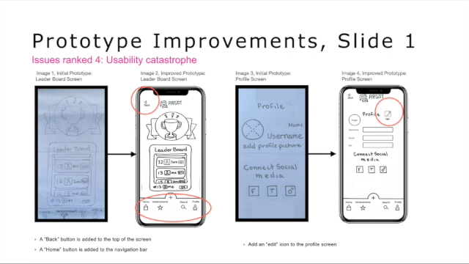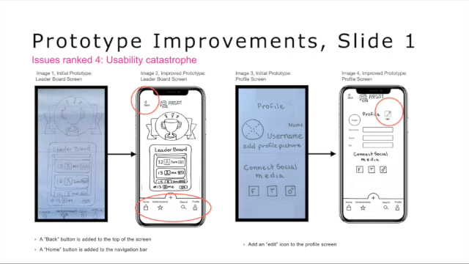Prototype improvements. Slide 1. The image to the far left shows the initial prototype of the leaderboard screen. Usability testing made it clear that a back button and a home icon in the navigation bar were needed. This was an issue ranked 4, a usability catastrophe. The improvements that were made can be seen in the image second to the left. The 2 red circles highlight the changes that were made.